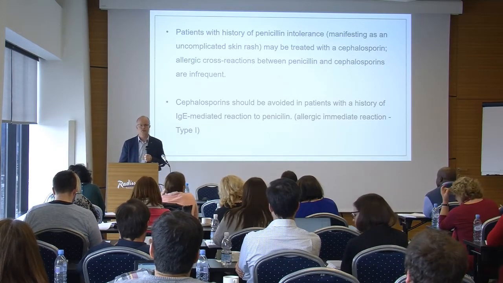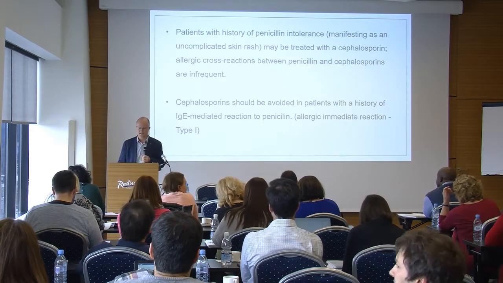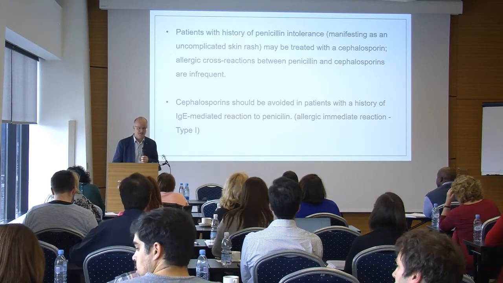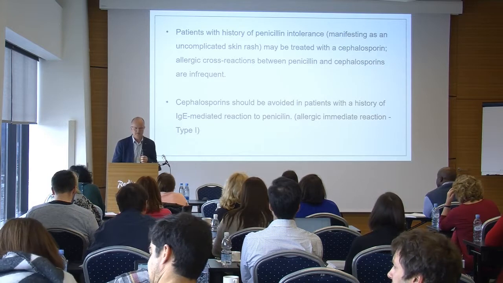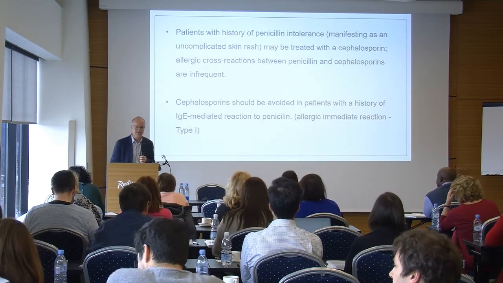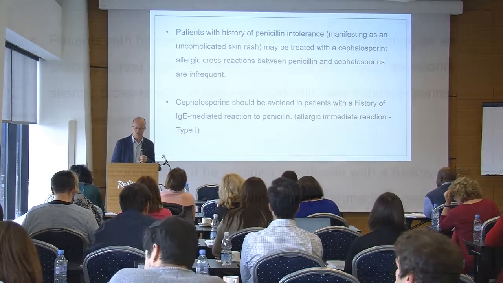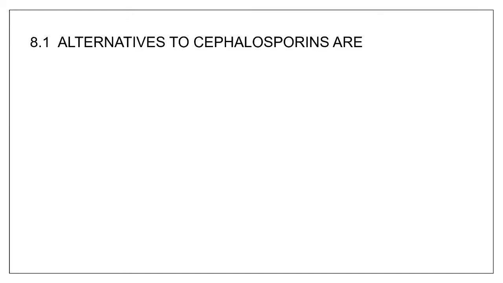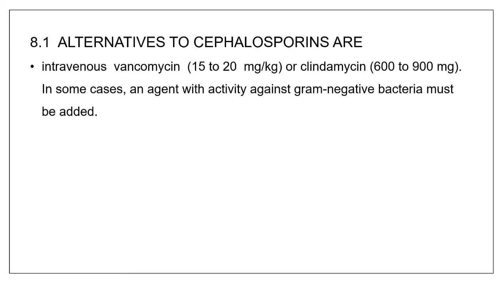It's not likely that your patient who tells you that he has an allergy against penicillin is generally allergic. Patients with a history of penicillin intolerance manifesting as an uncomplicated skin rash may be treated with cephalosporin. Allergic cross-reactions between those two groups of antibiotics are infrequent. Cephalosporins should be avoided in patients with a history of IgE-mediated reactions to penicillin. This is type 1 allergic immediate reactions, you all know. Alternatives to cephalosporins are IV vancomycin and IV clindamycin. In some cases, if you use those agents, you should also use something that is active against gram-negative bacteria.